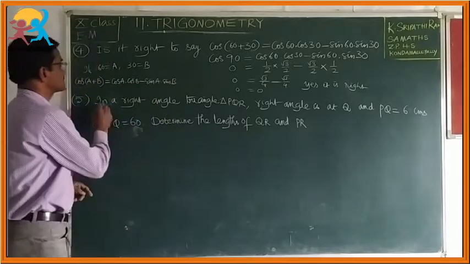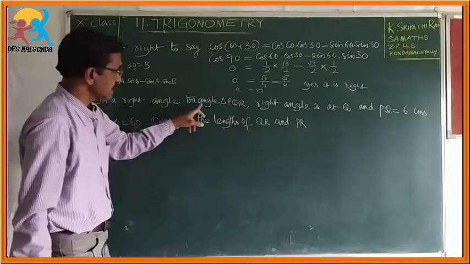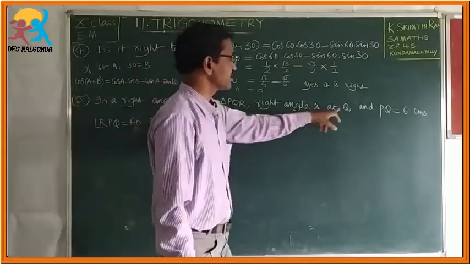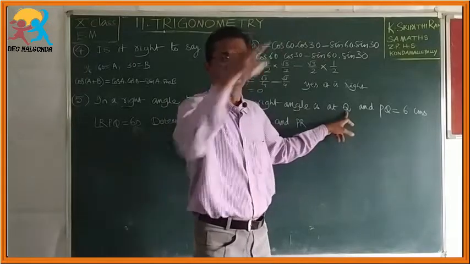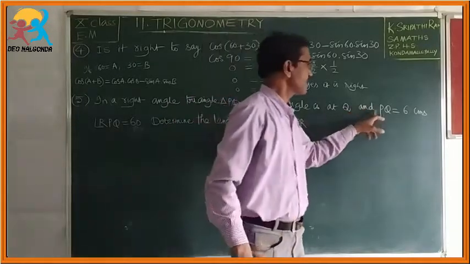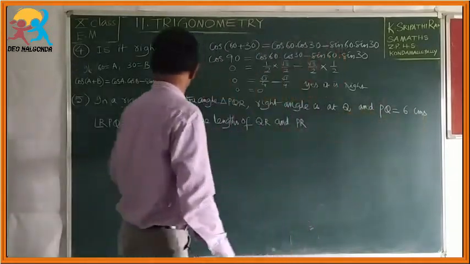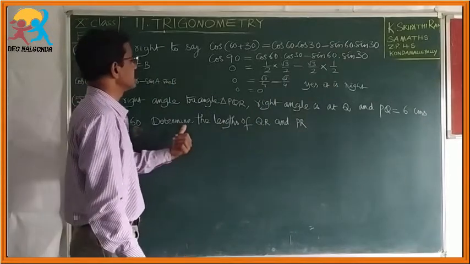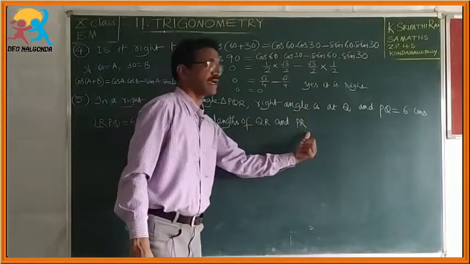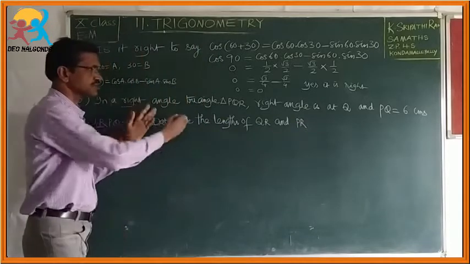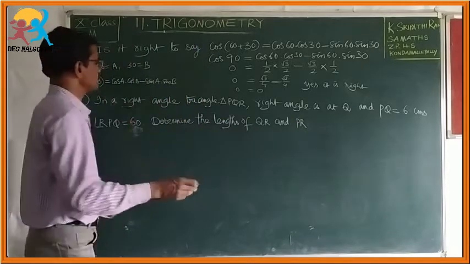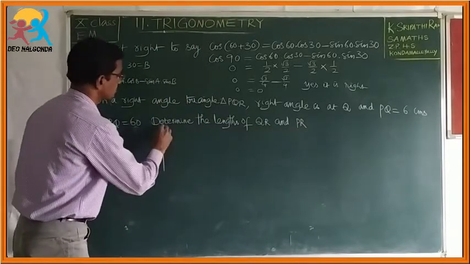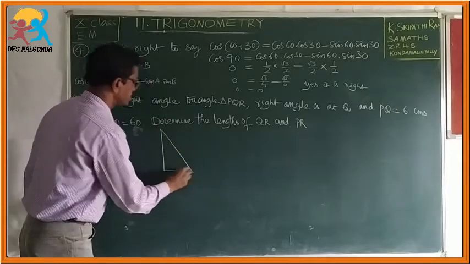Next, let us solve this. In a right angle triangle PQR, right angle is at Q, and PQ is equal to 6 centimeters, angle RPQ is 60 degrees. Determine the lengths of QR and PR. To solve this type of question, you must draw a triangle. Then only we can understand the solution.